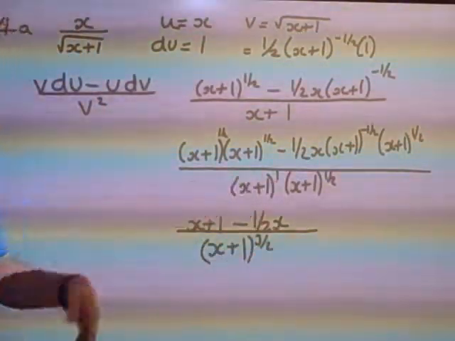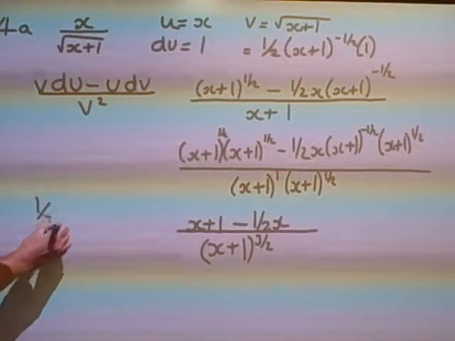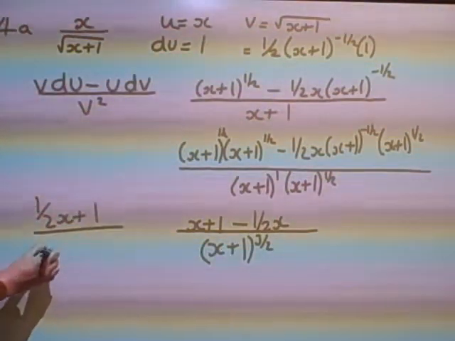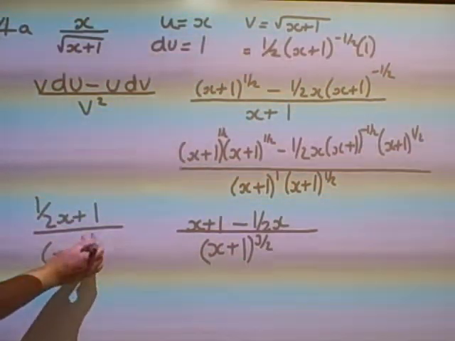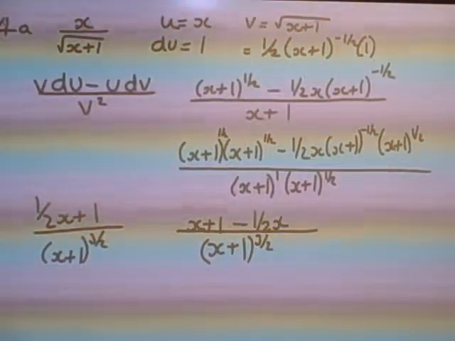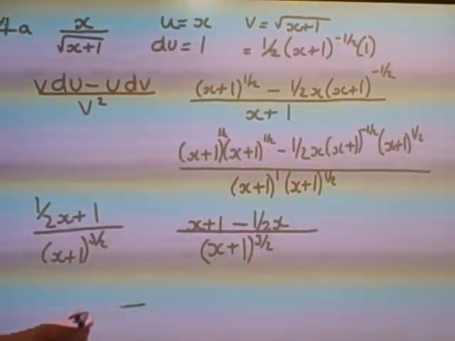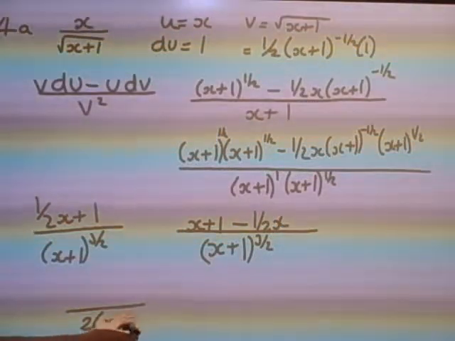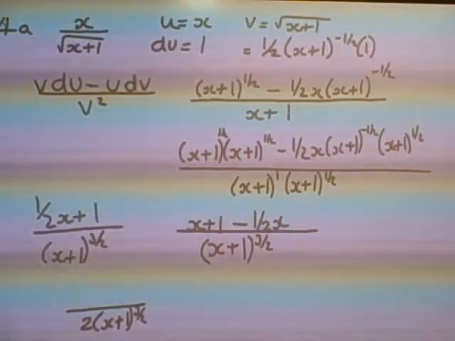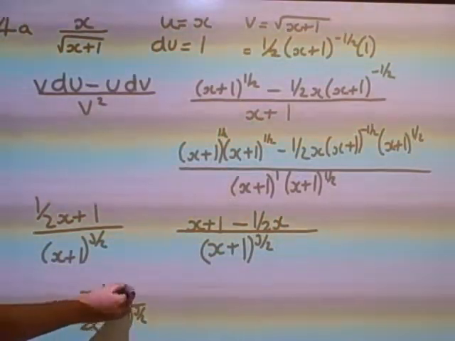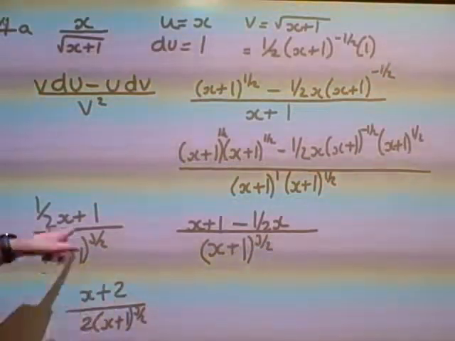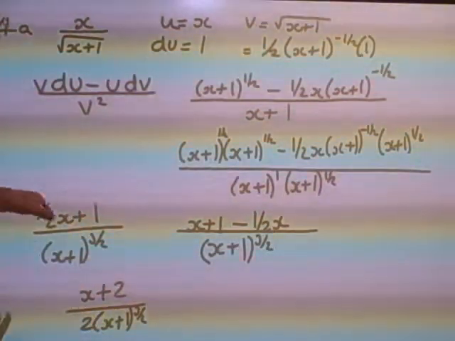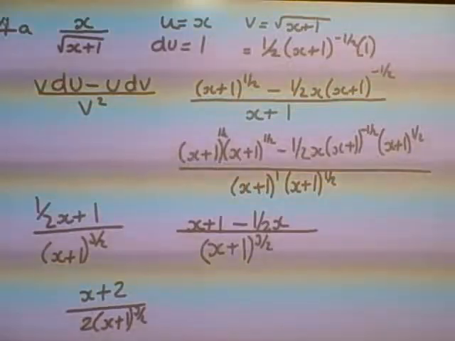So x take away a half x is a half x plus 1 over x plus 1 to the 3 over 2. Take a half as a common factor and bring it to the bottom. Then on top what I'm going to have is x plus 2, because 2 divided by 2 is 1. So same answer, but just a slightly different way of simplifying if you prefer.